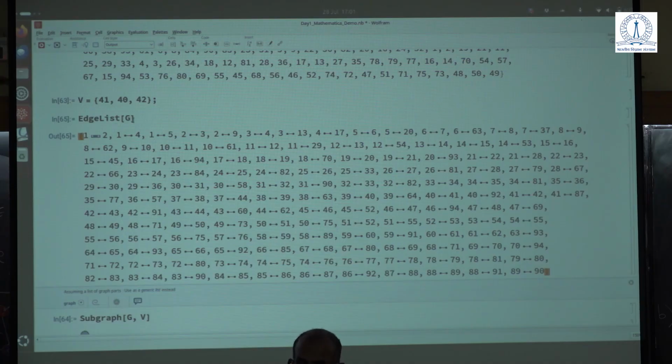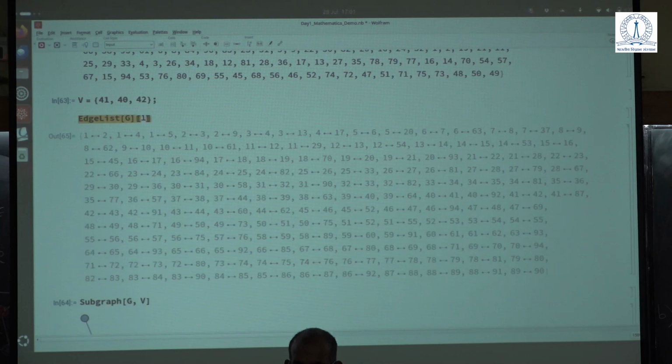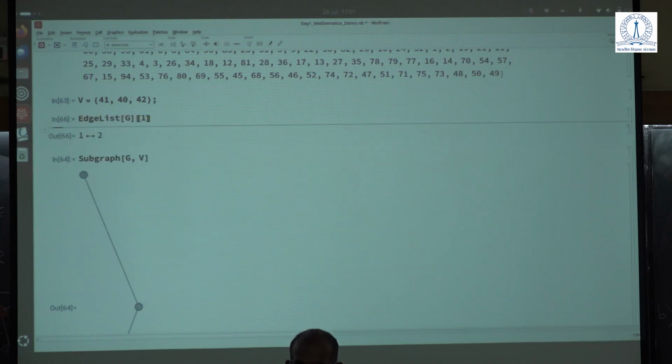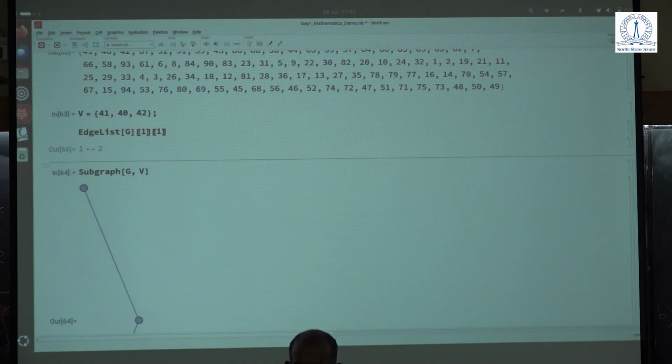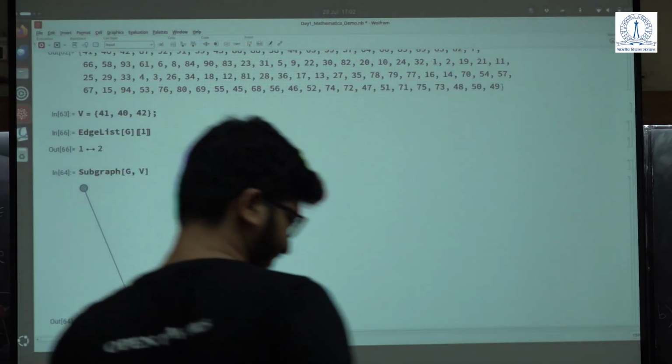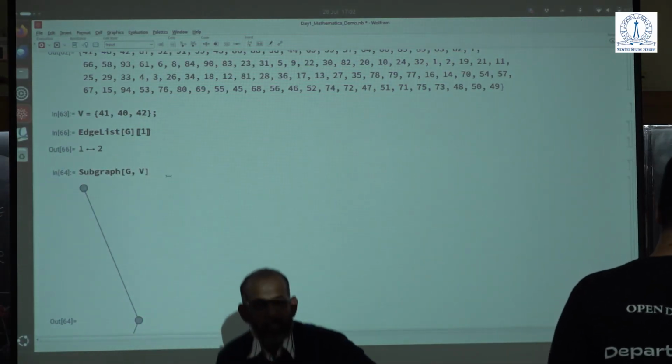So if you do edge list G, double bracket, one. Now do one of that again. And if I do 2, it will get 2. So you may have to write a little loop or something. Maybe this is good for both. Okay, I'll try and code this.